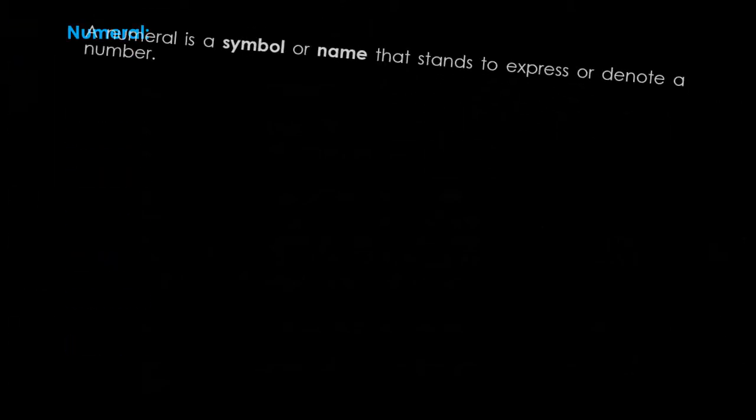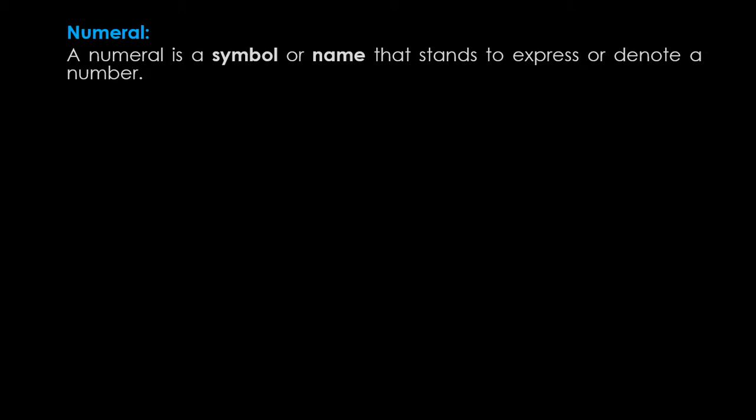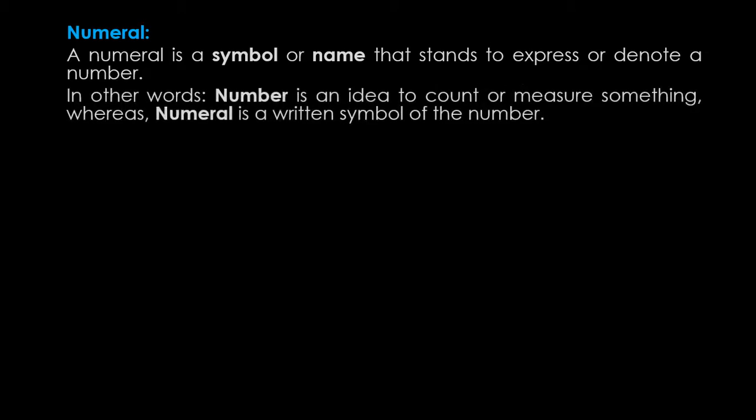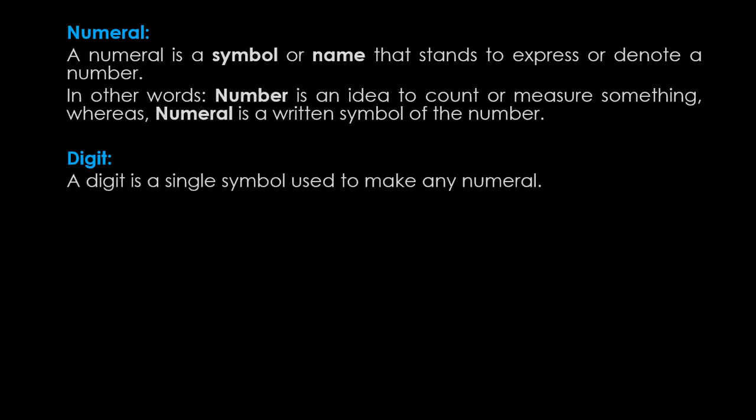Now, what is a numeral? A numeral is a symbol or name that stands to express or denote a number. In other words, a number is an idea to count or measure something, whereas a numeral is its written symbol. When a number is written, that written symbol is the numeral. Digit. A digit is a single symbol used to make any numeral.